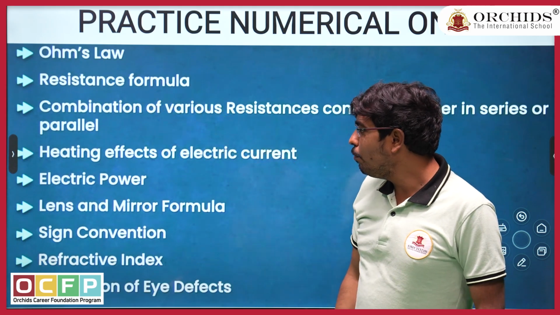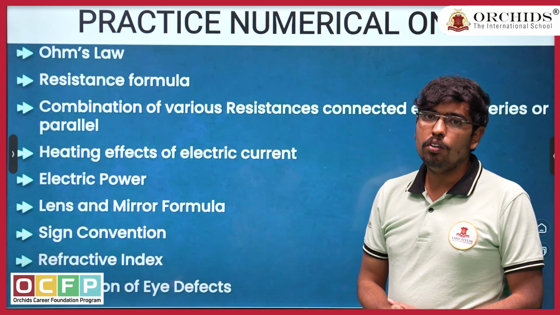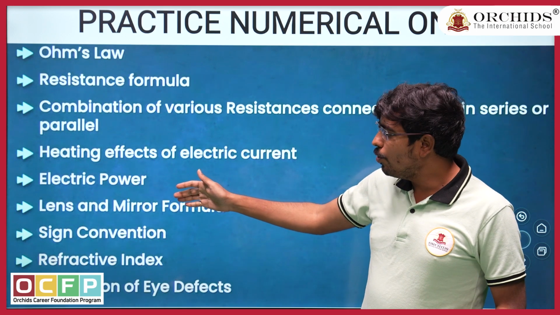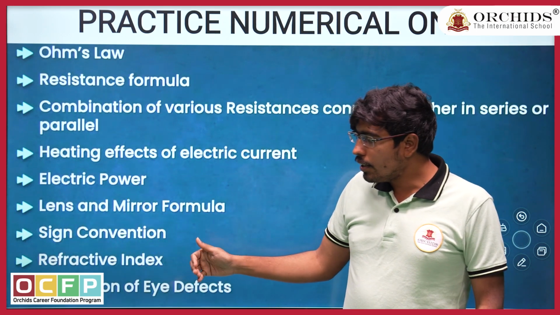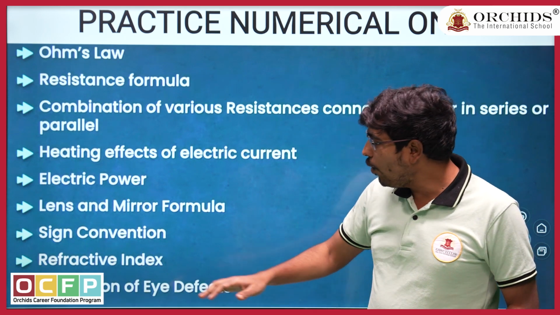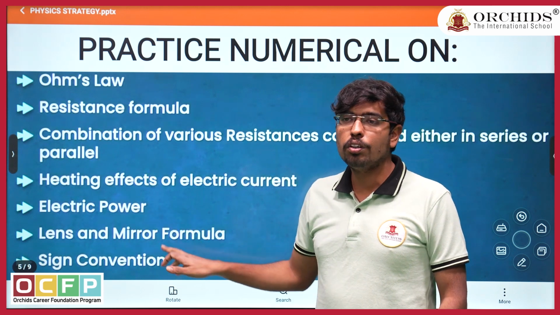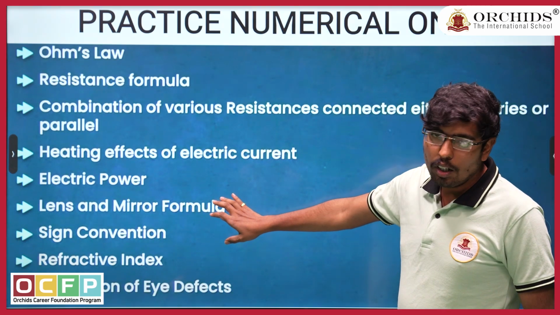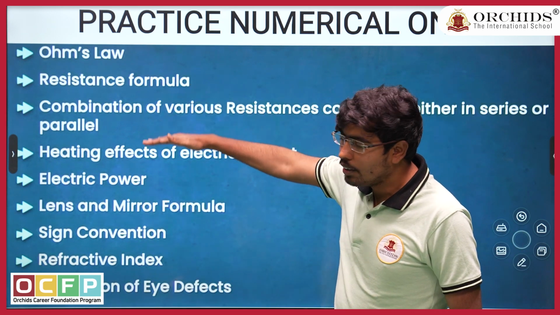Okay, now come to the next concept, that is lens and mirror formula. We know the formula 1 by f equals 1 by v plus 1 by u, right? Whenever you are applying the lens and mirror formula, without understanding sign convention we cannot do it. So try to understand the sign convention, then you can do lens and mirror formula questions very easily in the exam. There are so many questions in our CBSE textbook, so this is the next important topic after the resistance concept.